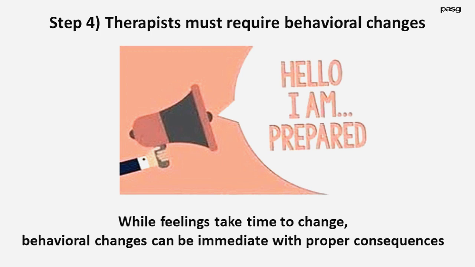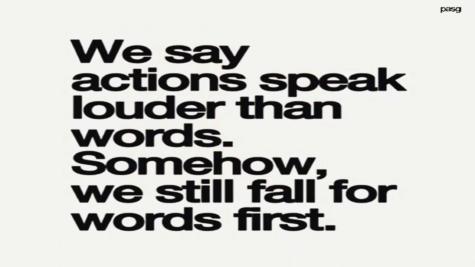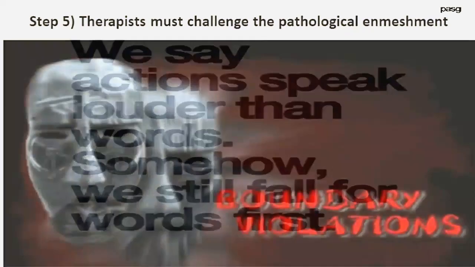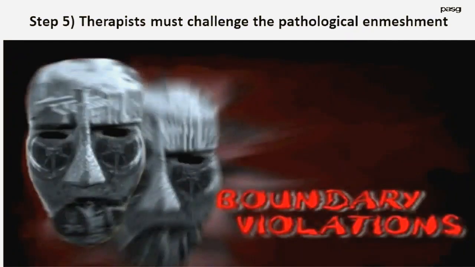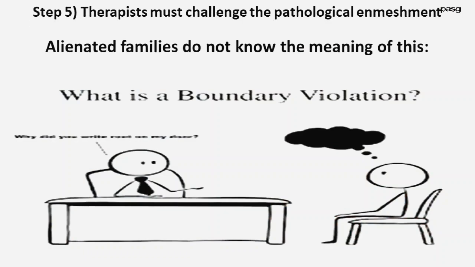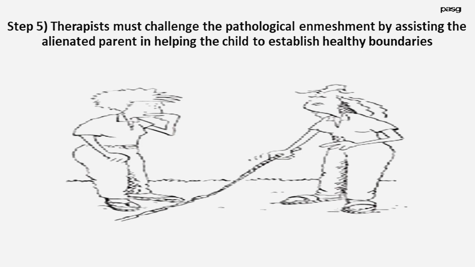Therapists must challenge the pathological enmeshment. This is a severe psychiatric condition. Why aren't they addressing it? They should be helping to teach boundary violations. Alienated families don't know about boundary violations. Therapists must challenge the pathological enmeshment by assisting the alienating parent to help children establish healthy boundaries.